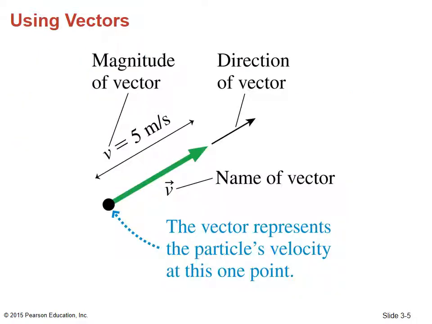The magnitude of a vector is represented by the letter without an arrow. In this case, the particle's speed, the magnitude of the velocity vector v, is 5 meters per second. The magnitude of a vector is a scalar quantity and cannot be a negative number.